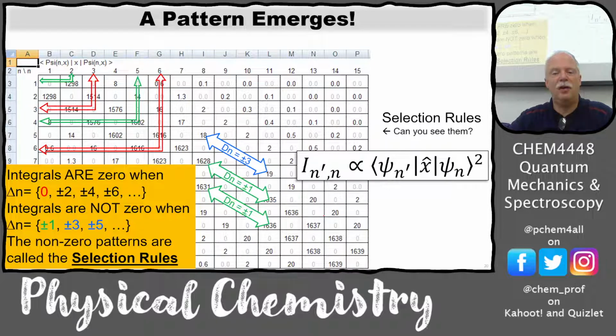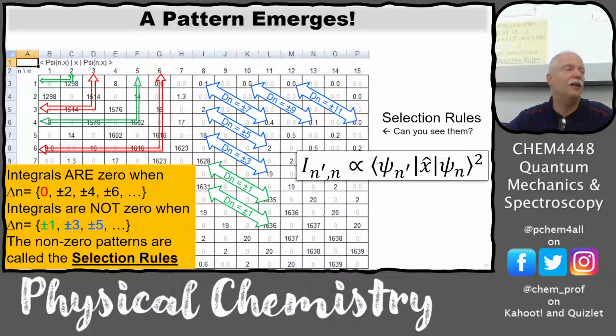Then we have the overtones, which are weaker. The plus or minus 5 overtone is very weak. 7 even weaker, but they're still allowed. They're non-zero. So do you see the pattern of those diagonals? Those are all of your selection rules.